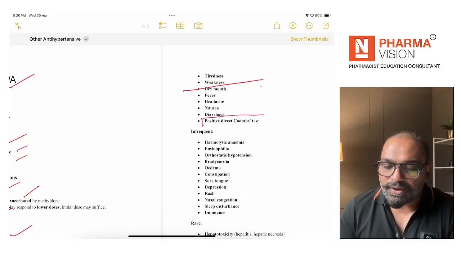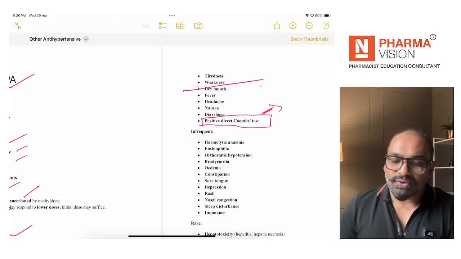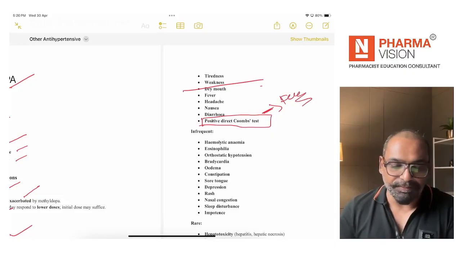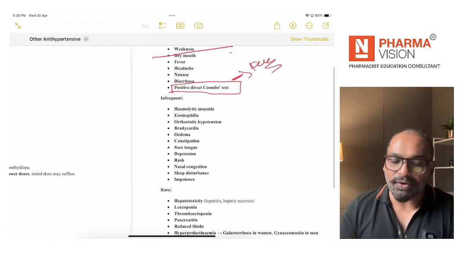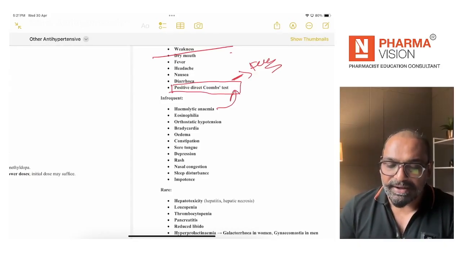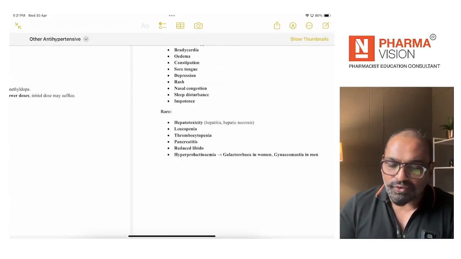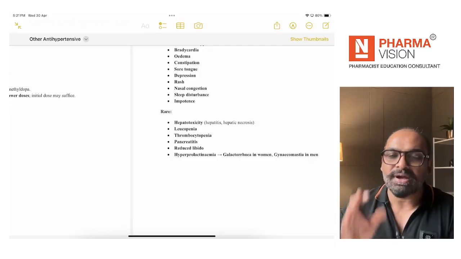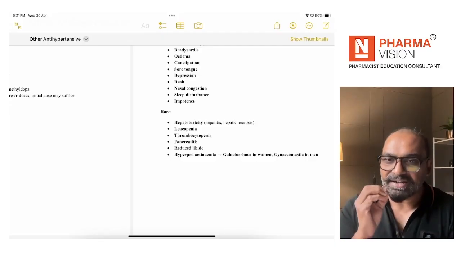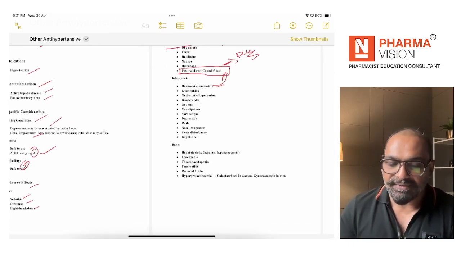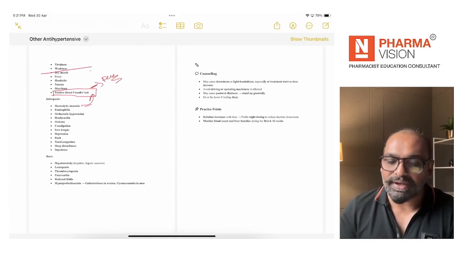This is a very unique point that you have to remember. The direct Coombs test gives a false positive with methyldopa. That's the hemolytic anemia. You just have to go through these side effects. Please don't get stuck trying to memorize all the side effects, because that can cause significant confusion in your exam preparation.